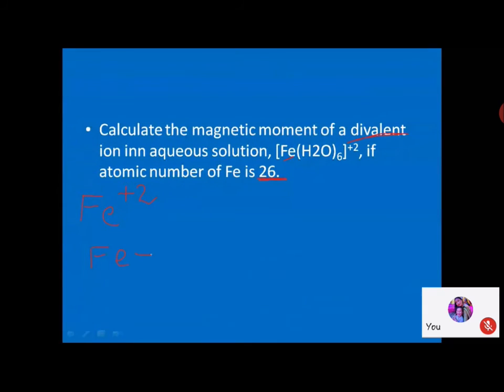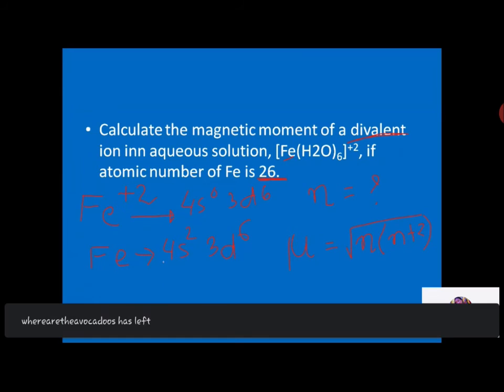The iron is 4s2 3d6. For Fe plus 2, it is 4s0 3d6. So find n, the number of unpaired electrons, and then you can easily calculate the magnetic moment, which is equal to root over of n into n plus 2. So what is the number of unpaired electrons here?